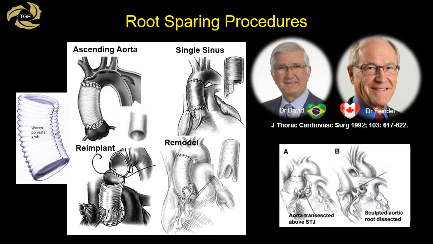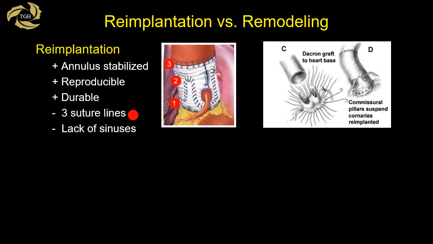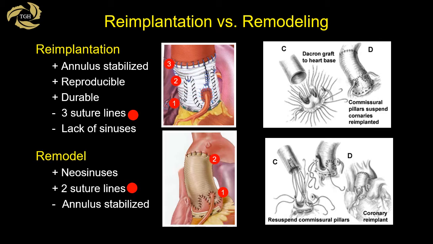For disease involving the aortic root, the aortic root is excised, and either a remodeling or reimplantation technique is used to reimplant the native aortic valve. The reimplantation technique favored by our group involves using a straight Dacron graft into which the aortic valve is implanted. This involves 3 suture lines and is a reproducible and durable technique, though no sinuses are created. The remodeling technique uses a scalloped Dacron graft and involves 2 suture lines, creating neosinuses.